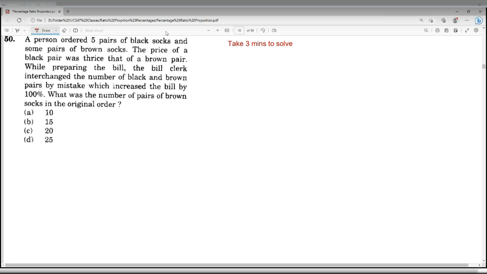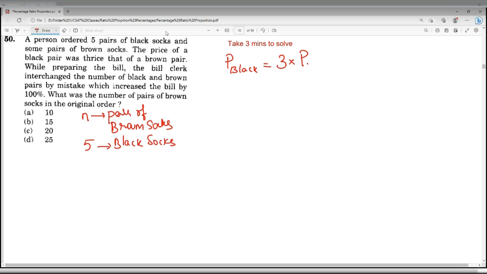So let the number of brown pairs be n. Let n be the pairs of brown socks, and we have 5 pairs of black socks. And one more piece of data that they have given is the price of a black pair was thrice that of the brown pair. So let the price of a black pair be 3 times the price of a brown pair.